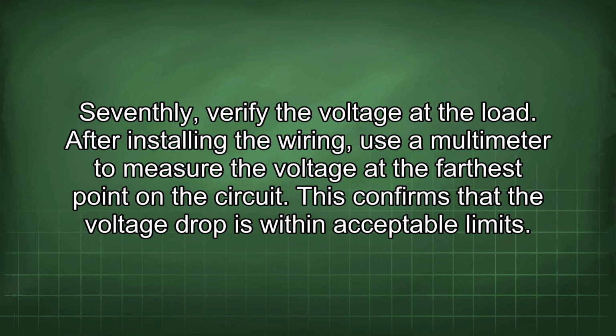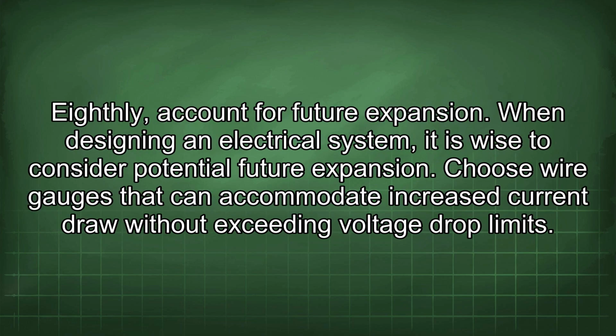Seventhly, verify the voltage at the load. After installing the wiring, use a multimeter to measure the voltage at the farthest point on the circuit. This confirms that the voltage drop is within acceptable limits. Eighthly, account for future expansion. When designing an electrical system, it is wise to consider potential future expansion. Choose wire gauges that can accommodate increased current draw without exceeding voltage drop limits.